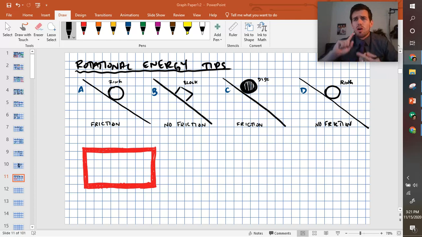So let's assume that they're all the exact same mass. They're all on the exact same slope. Basically everything's the same about them except what's stated as being different, which is their shapes and whether we're dealing with friction or not.